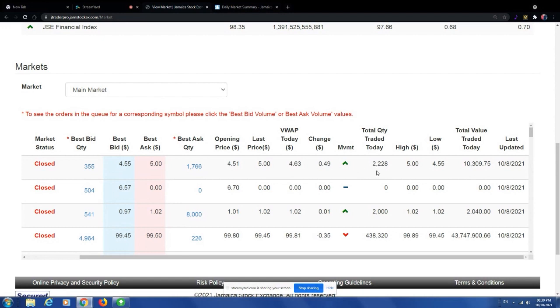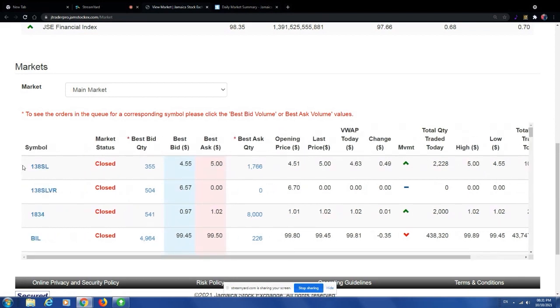So when you look over here, the total quantity traded is basically the total volume. The high right here is the highest price the stock has gone for the entire day. The low is the lowest price it traded for the entire day. Total value traded is, as I said, the total cumulative value of the trades that have been done so far. And last update is basically when the system was last updated with reference to everything else.